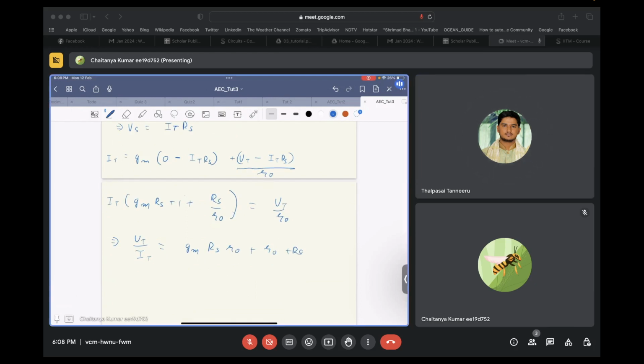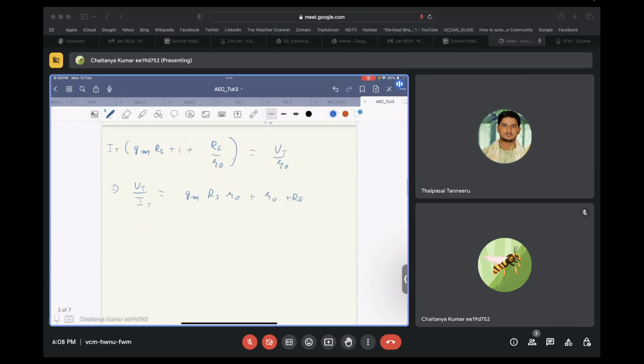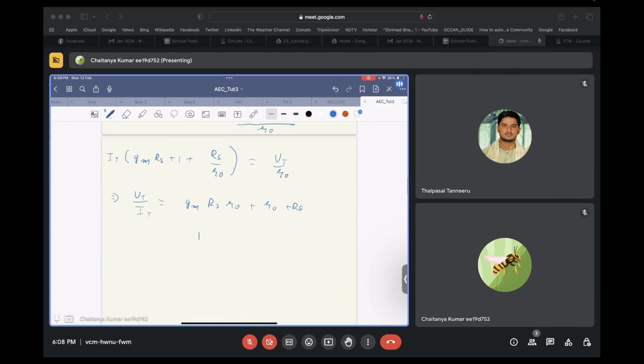Let's try to see how this equation works. What we had over here is a transistor with a self gain of Gm times Ro. Self gain is its transconductance multiplied by its output resistance. So its self gain is equal to Gm times Ro.